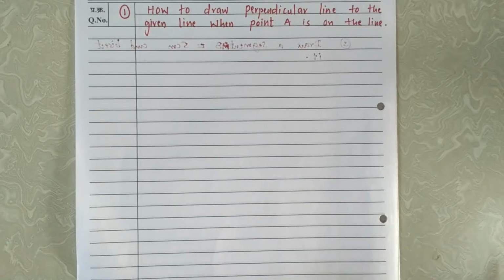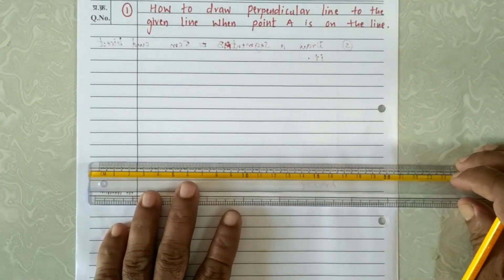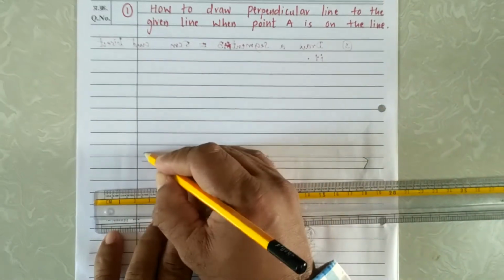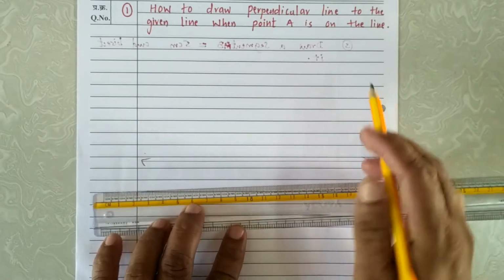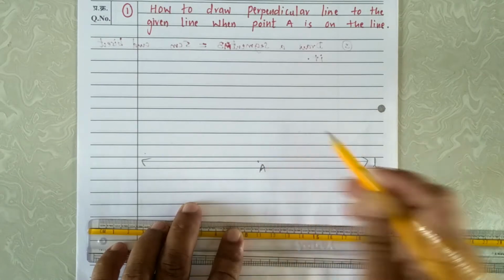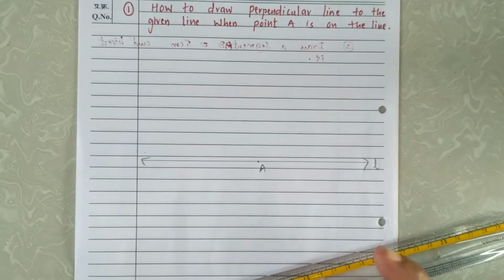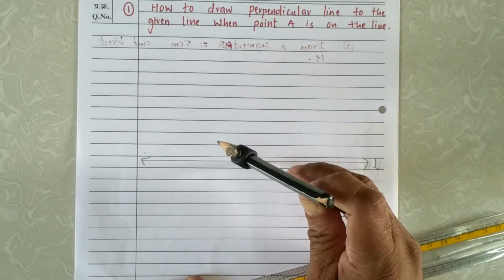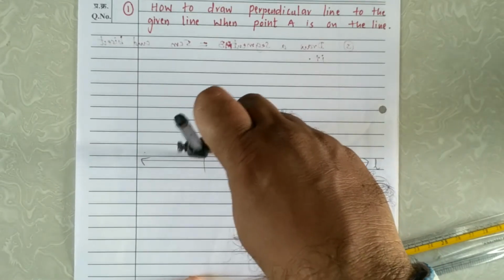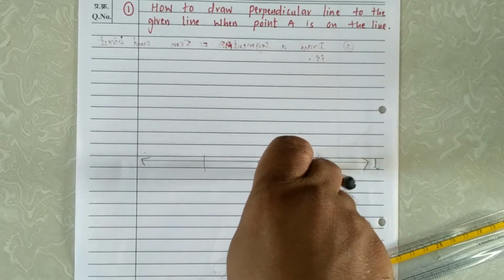So let us first draw the line L. Line L. Now take point A on the line. With the help of compass, keep the pointer at A. Draw one arc on the left hand side of point A and cut the line L, and one arc on the right hand side.